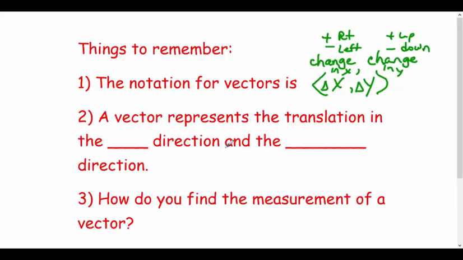And then a vector represents the translation in the x direction and the y direction, just like that. And then how do you find the measurement or the magnitude of the vector? We need to use the distance formula. And you can look back in the video if you need to write that down.